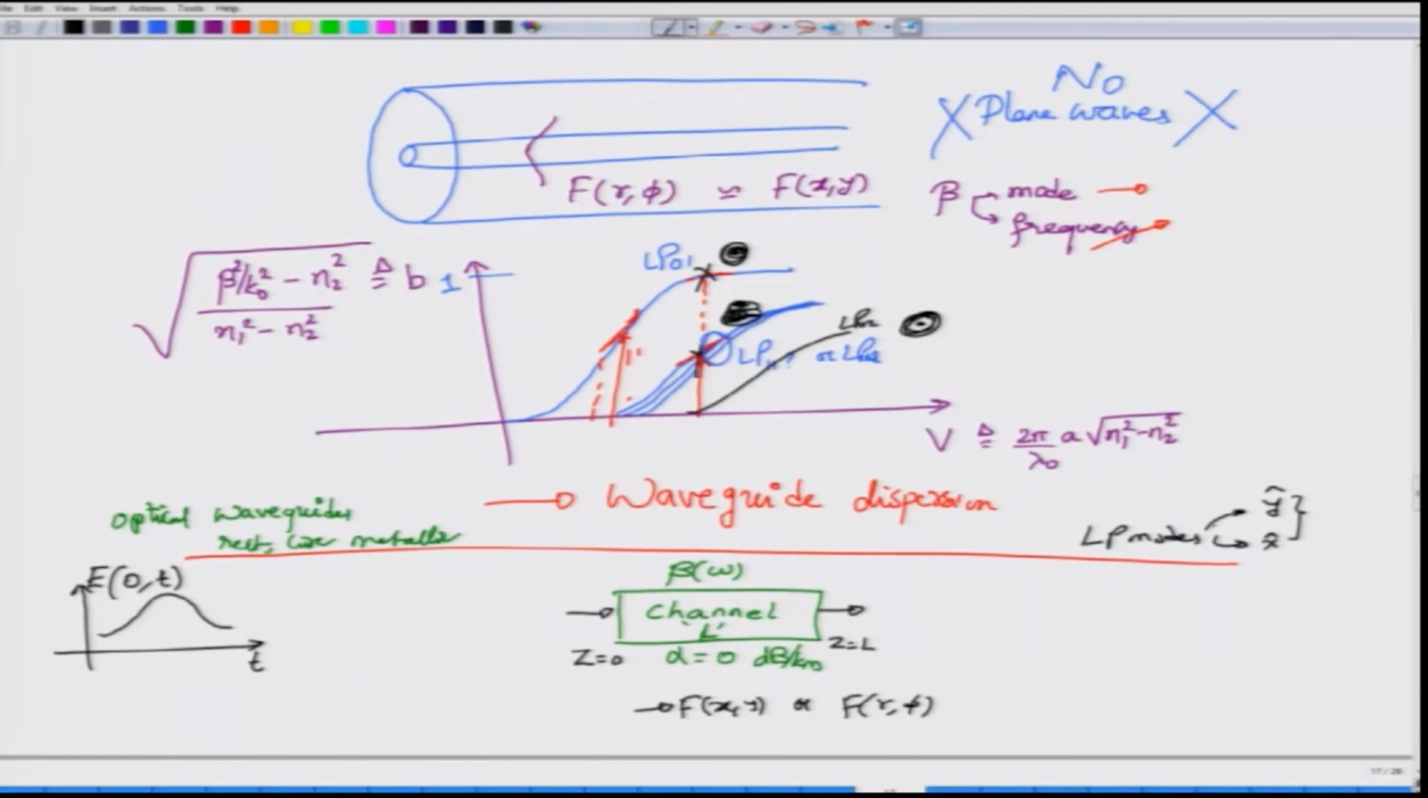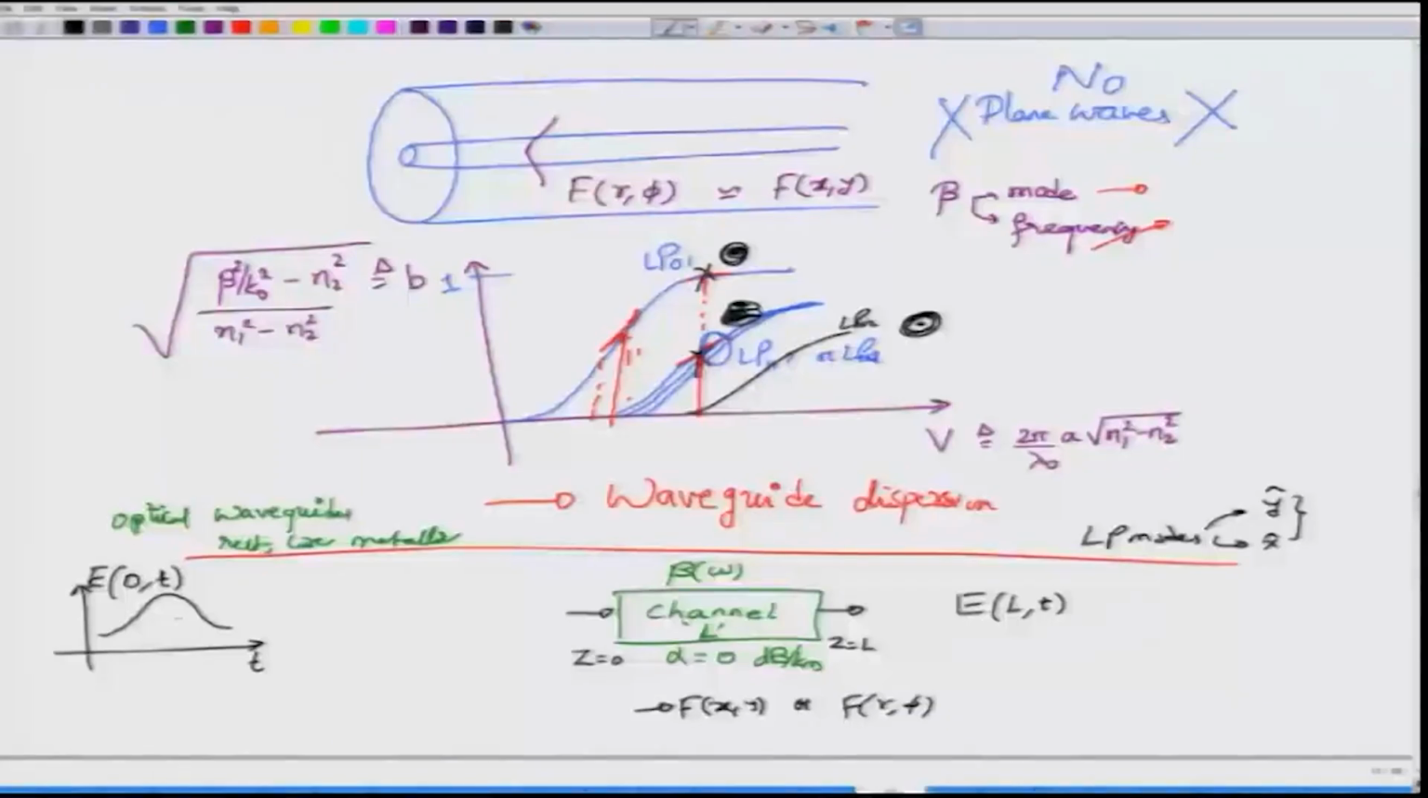Okay. So, now how do I go about finding what is of interest to me? My interest is to find out what would be the output electric field at the output of the channel. Of course, as I told you, this can be applied to any general characteristic. So, instead of talking about E of 0, t, you simply talk of G of 0, t, where G of 0, t would be the input pulse at the input of the channel, and G of L, t would be the output pulse at the output of the channel.